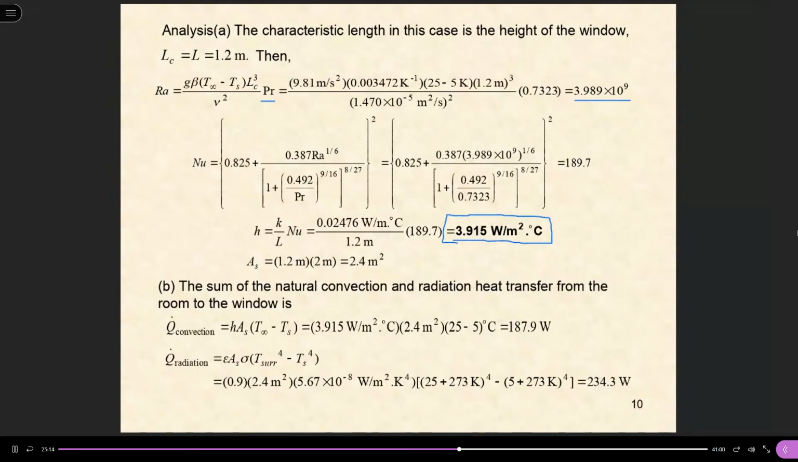Remember, in Hong Kong, we run air conditioners in the summer. Air conditioning will generate some airflow, so it's not pure natural convection. We may have a higher convection coefficient. So that's one thing you should know.